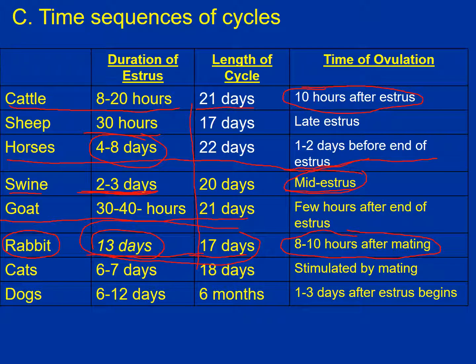Okay, cats are also induced ovulators in that their ovulation is stimulated by mating. They're in estrus for quite a period, 6 to 7 days. And the length of the cycle is 18 days. Okay, dogs are a little different in that generally they'll come into estrus once every 6 months. And they also have a long duration of estrus. So one of the hardest things about inseminating or breeding a dog is trying to time the insemination so that you're going to hit when we have ovulation.